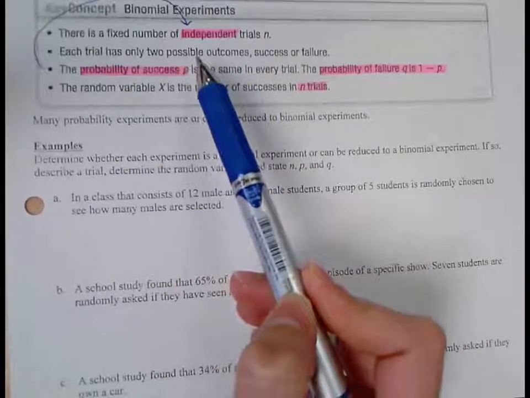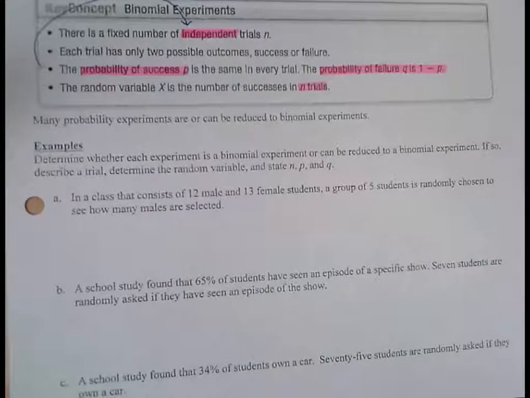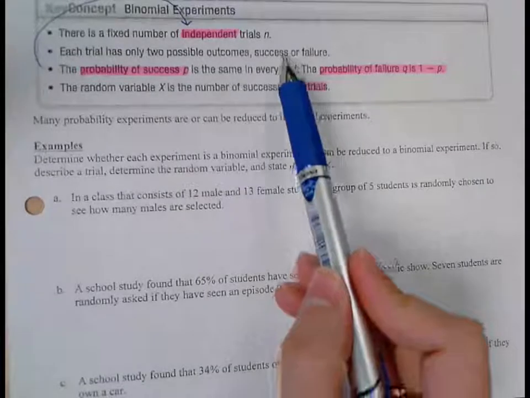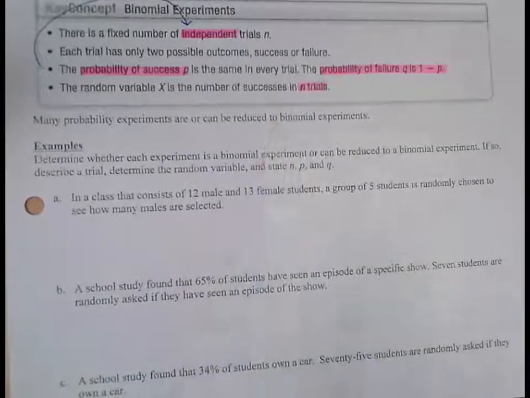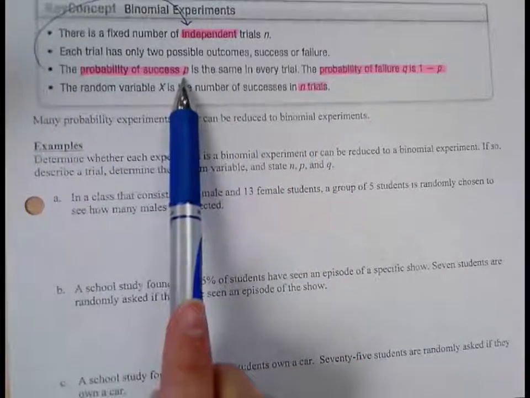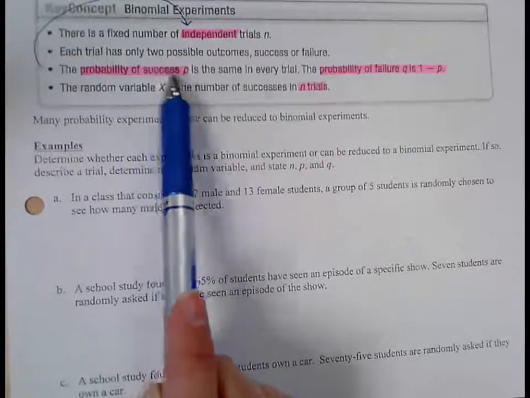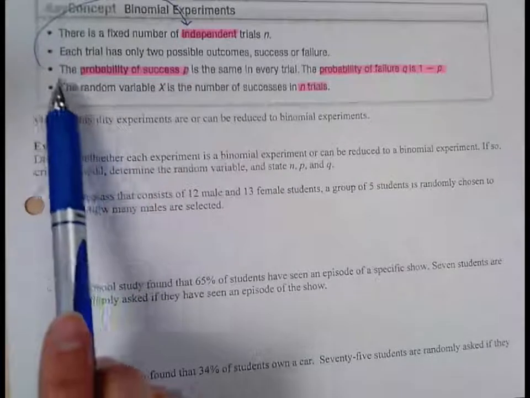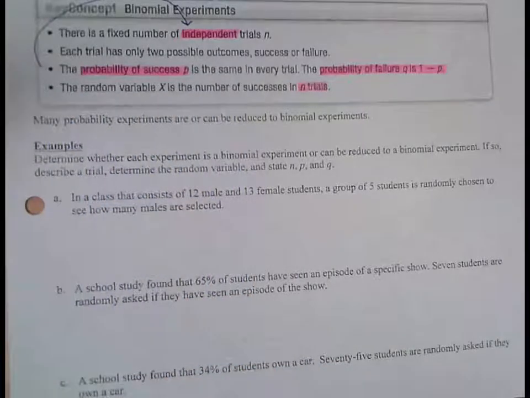Each trial has only 2 possible outcomes, and that's true here as well. The student they choose is either going to be a male student or a female student, so those are your 2 possible outcomes. The success would be choosing a male student because we want to see how many males are selected. A failure would be choosing a female student. And then it says the probability of success is the same in every trial. So this is really what you want to look for. If you get to this point, make sure that your probability of a success for every trial is the same.